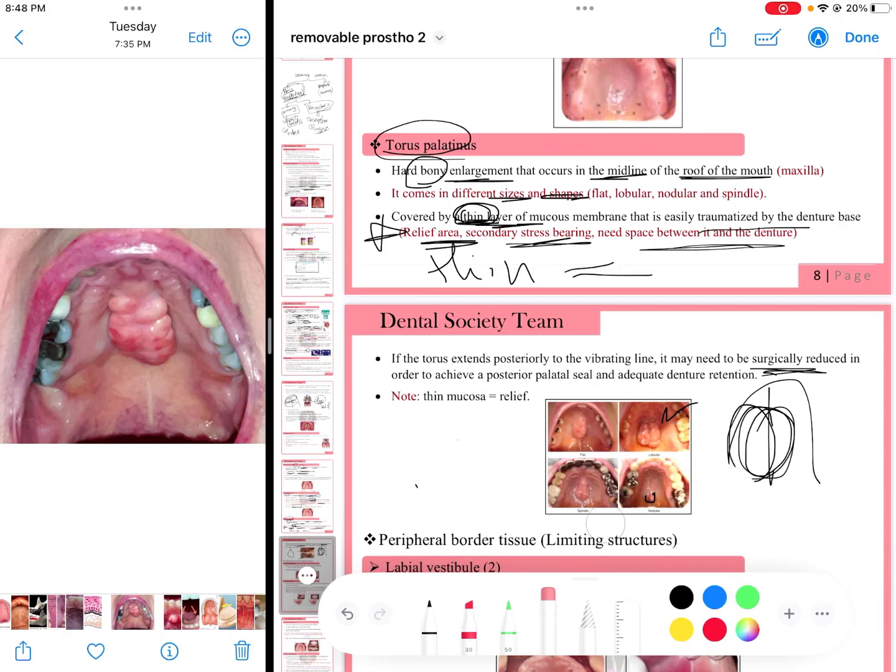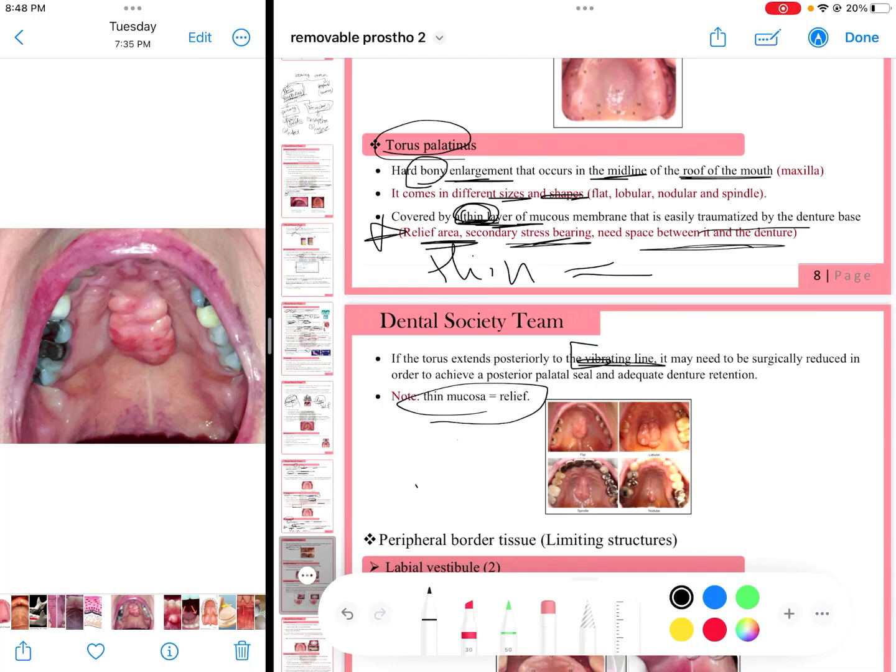We will talk about this word later on. So thin mucosa means relief. If it extends posterior to the vibrating line, we will talk about the vibrating line in the next pages, I need to remove it to achieve the posterior palatal seal. Keep in mind these words because we are going to talk about them. Retention, we already talked about it. It's the resistance to what? To fall or be displaced, right? So we are going to take this new word later on.